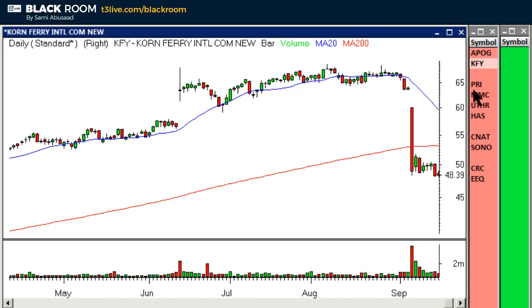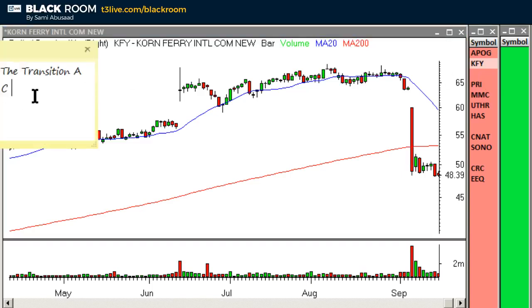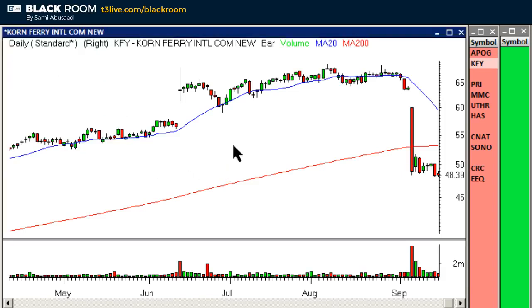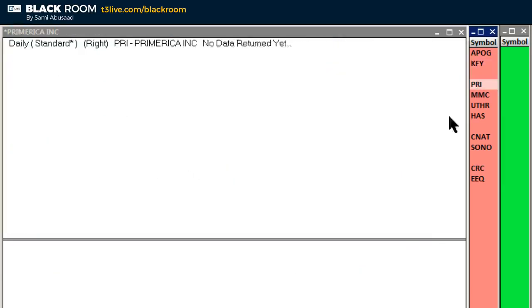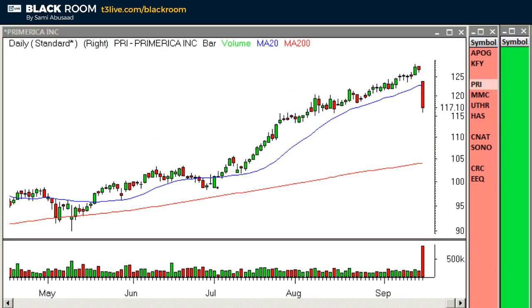The second type of gap, let's go ahead and write it down, is the gap that ends the long-term trend. Up or down, doesn't really matter. An example of that would be the PRI, where the stock, as you can see, was in a long-term uptrend, and today it gapped down below the trend line, to end the long-term uptrend.